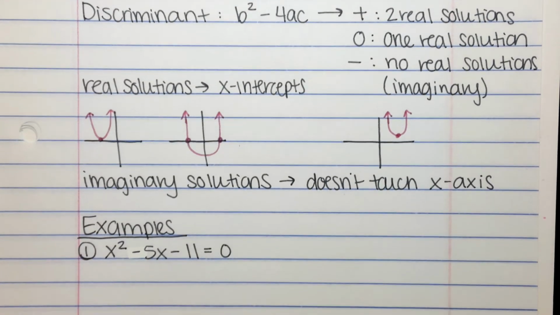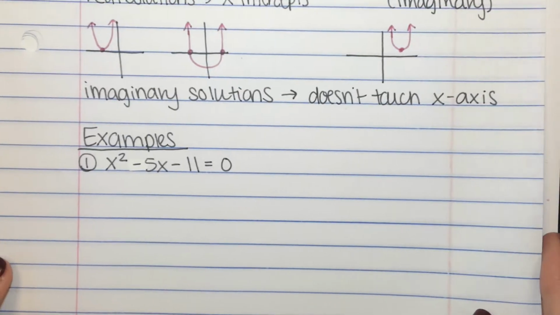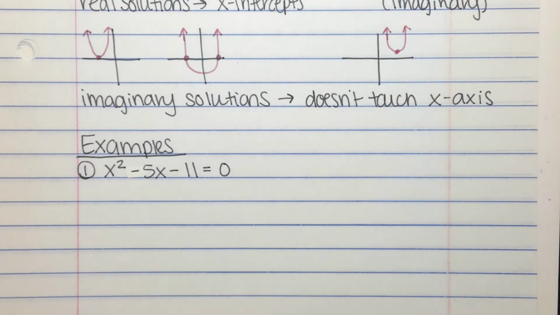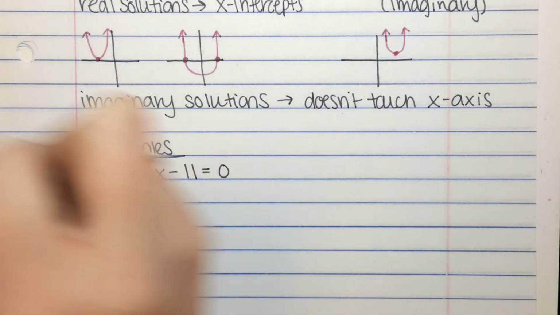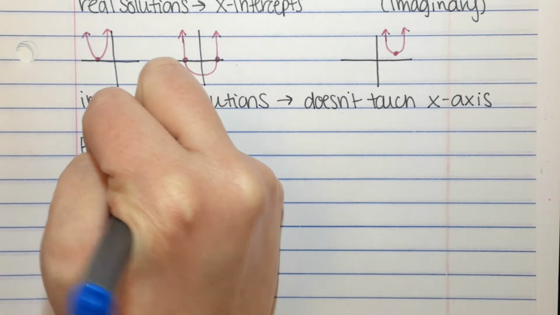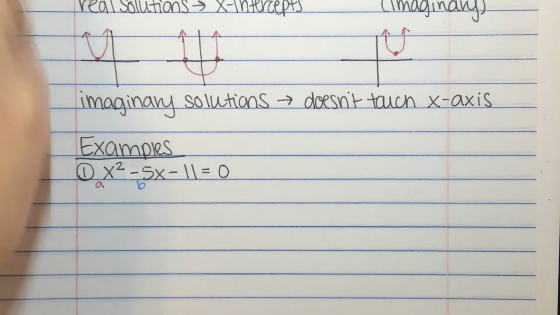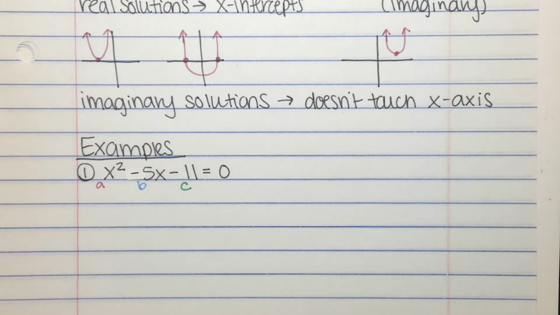Okay, here's our first example. The first thing I want you to do is label a, b, and c. You can do that a couple different ways. a is always in front of x squared, so you can label it this way. And then b is in the middle next to x. And then c is the constant. It's that number on the end. So you can label them that way. You can write them down.